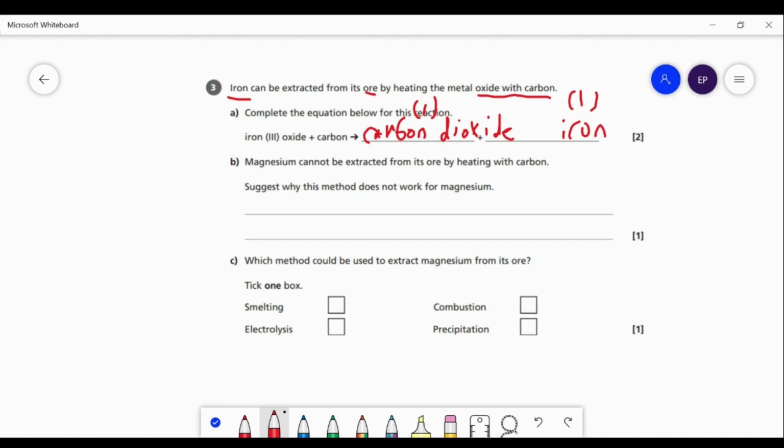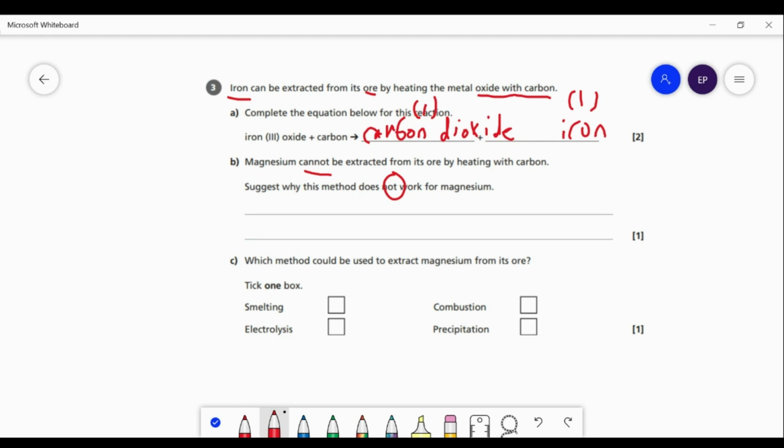B. Magnesium can't be extracted from its ore by heating with carbon. Suggest why this method would not work for magnesium. So magnesium is a fairly reactive metal, much more reactive than iron is. And you might recall burning magnesium in a Bunsen burner flame, and it reacts really vigorously.